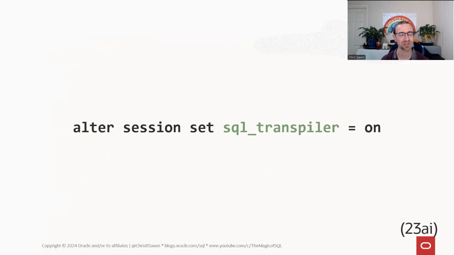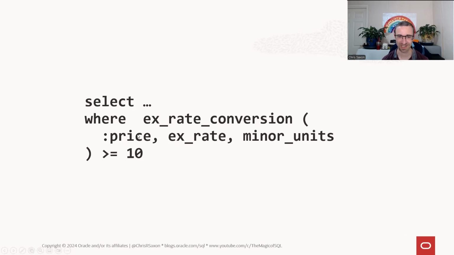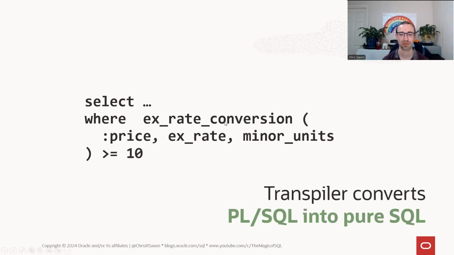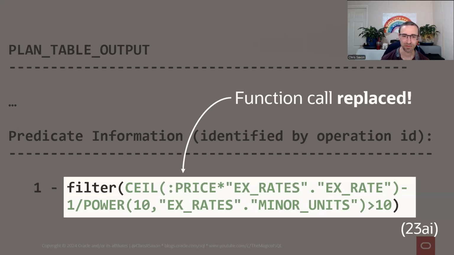And if it is able to do so, the optimizer will rip the expression out of the PL/SQL function and essentially do the work of the macro, but without you having to code it and write it yourself. So we can have our where exchange rate conversion PL/SQL function. The database has ripped the logic out, done the substitution for you, and converted it into pure SQL. So if you look at the plan, you'll see something like this.